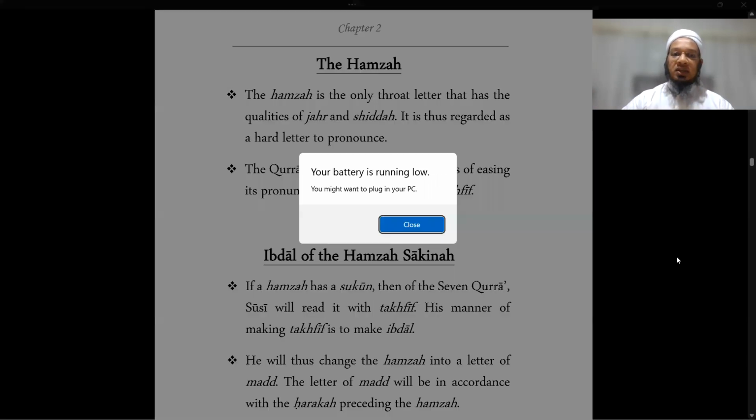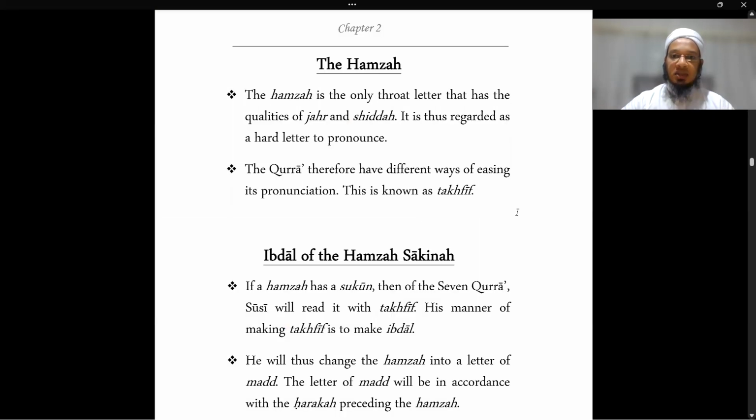In this lesson, we're looking at something related to the hamza. The hamza is the only throat letter that has the quality of jahr, which is that the breath is trapped, and shidda, which is that the sound is trapped, and therefore it is regarded as a hard or difficult letter to pronounce. So there's both jahr and shidda, and it comes from the throat. So the Qurra have different ways of easing its pronunciation, which is known as takhfif.